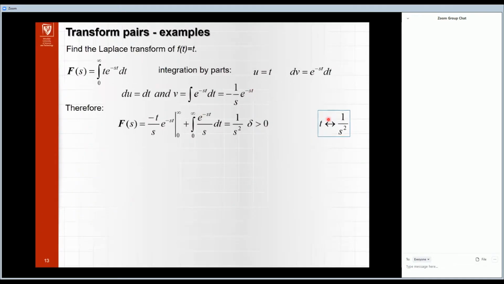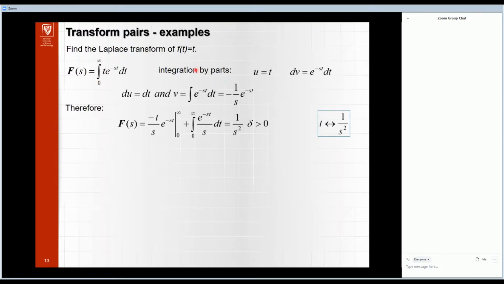Okay, so now we are talking about the transform pairs. For example, we try to find the Laplace transform for several commonly used analytical circuit functions. For example, we have the function f(t) equal t. So we can solve these integral equations by integration by parts.